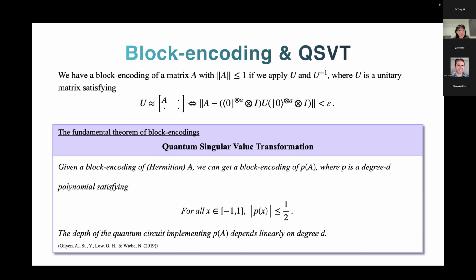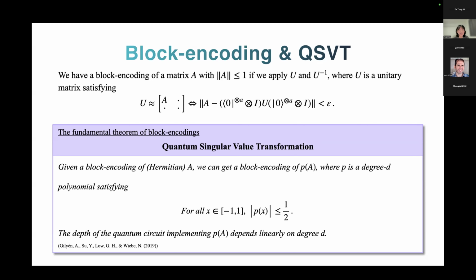When we are given this block encoding, we can use the quantum singular value transform, which means we can apply a polynomial function of this matrix into the block encoding and use it to approximate something you want to apply. There is an assumption we have to satisfy here, because we want to implement any polynomial function of x. The assumption requires us to make sure the polynomial of the matrix is bounded by the spectral norm of 1/2.